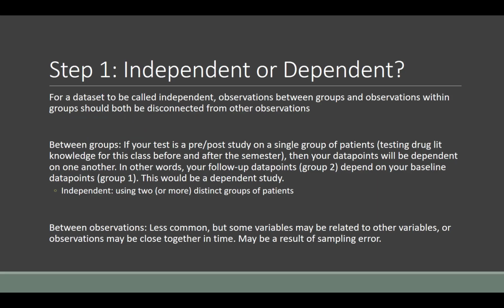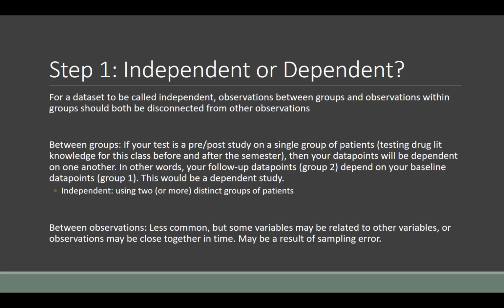Let's now get into how to choose an appropriate statistical test for your particular study. The first question that we'll be looking at is determining whether study variables are independent or dependent. For data in a study to be called independent, observations between the groups and observations within groups should both be disconnected from all other observations. So that's what independence means. Dependence would mean that the observations between groups or within groups are in some way connected and therefore affect one another, and that can bias your study.